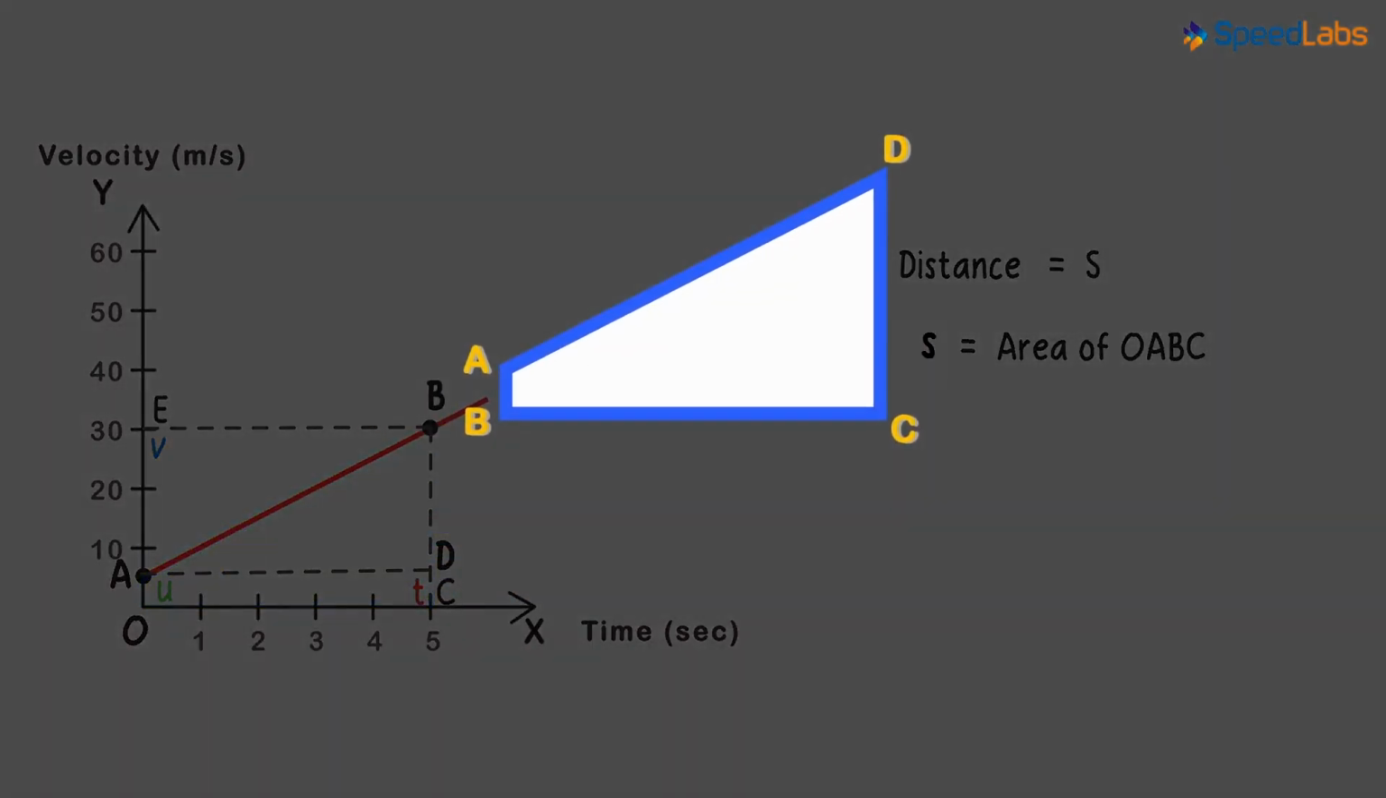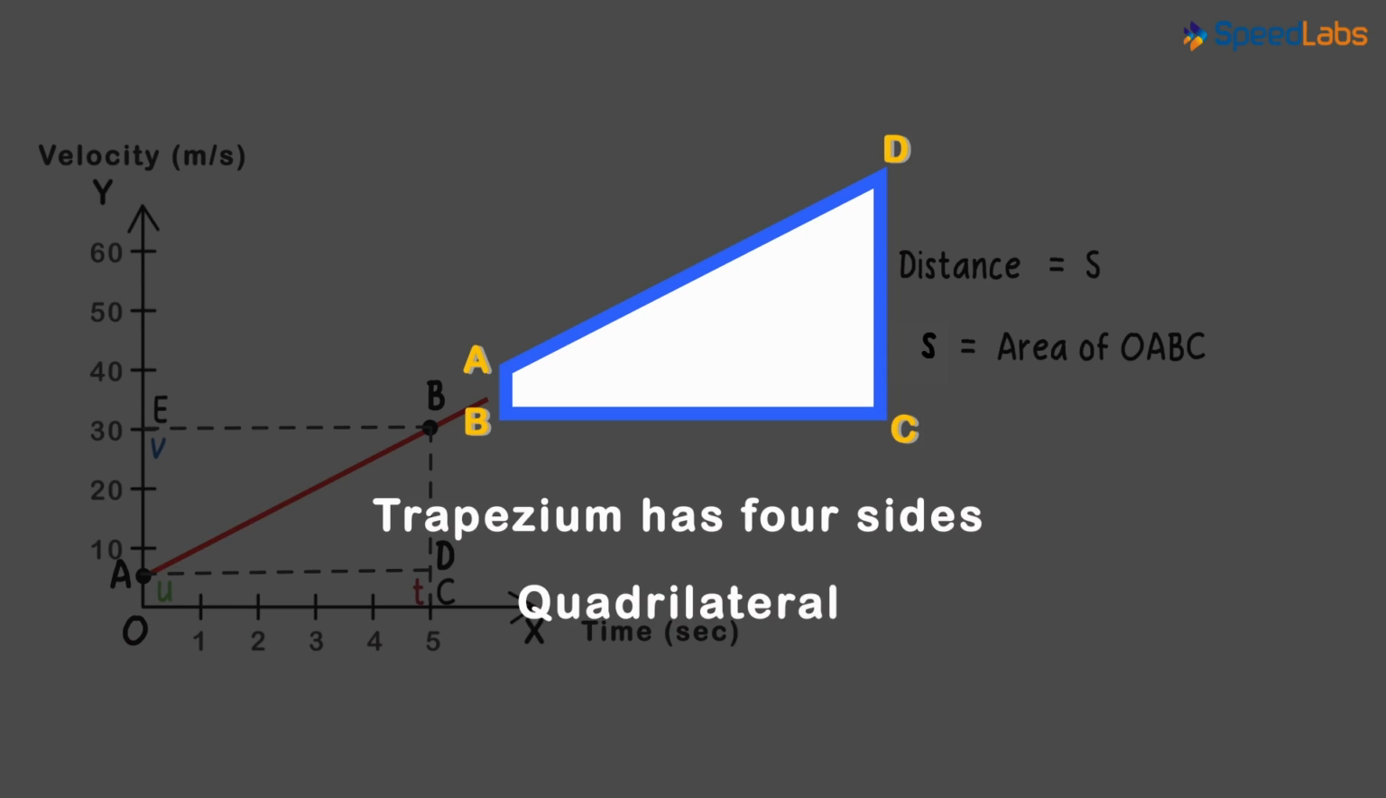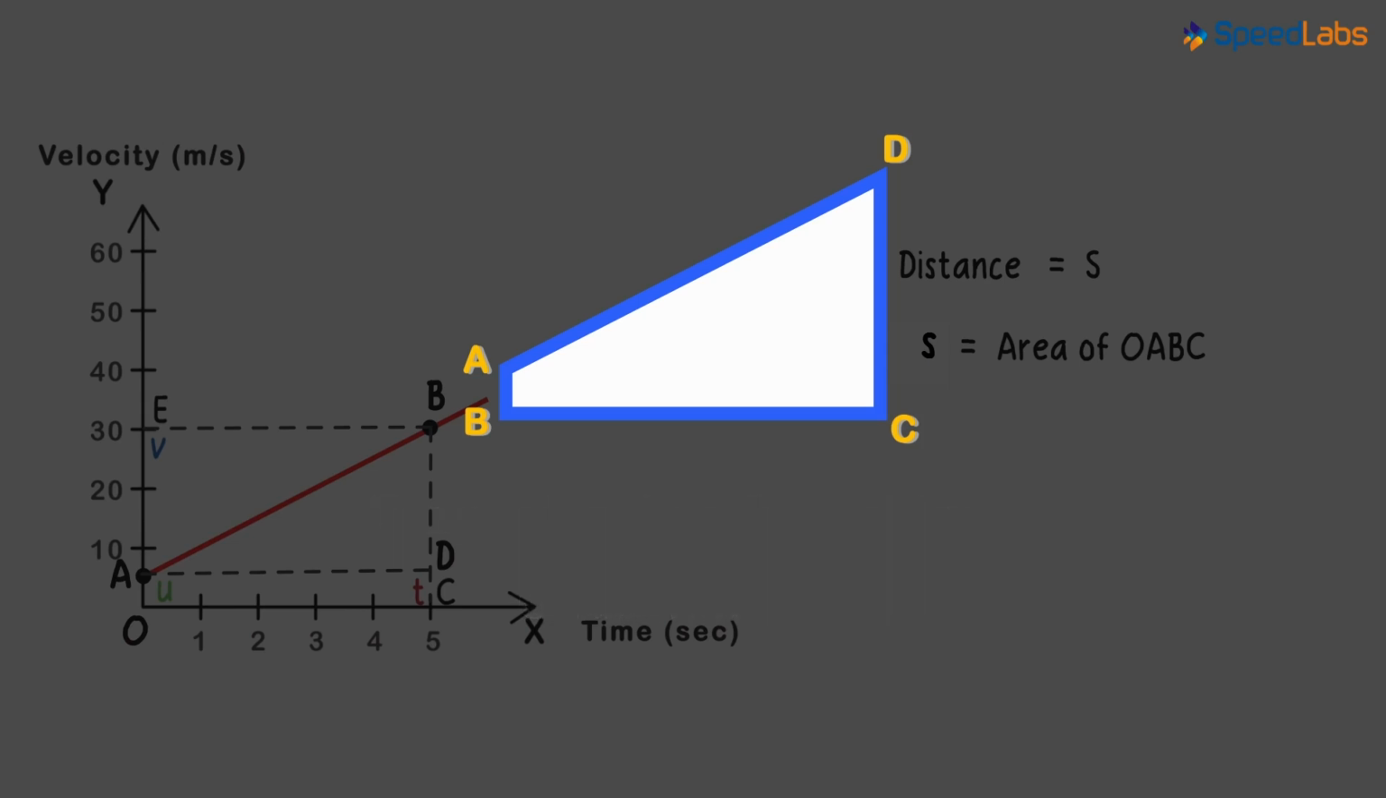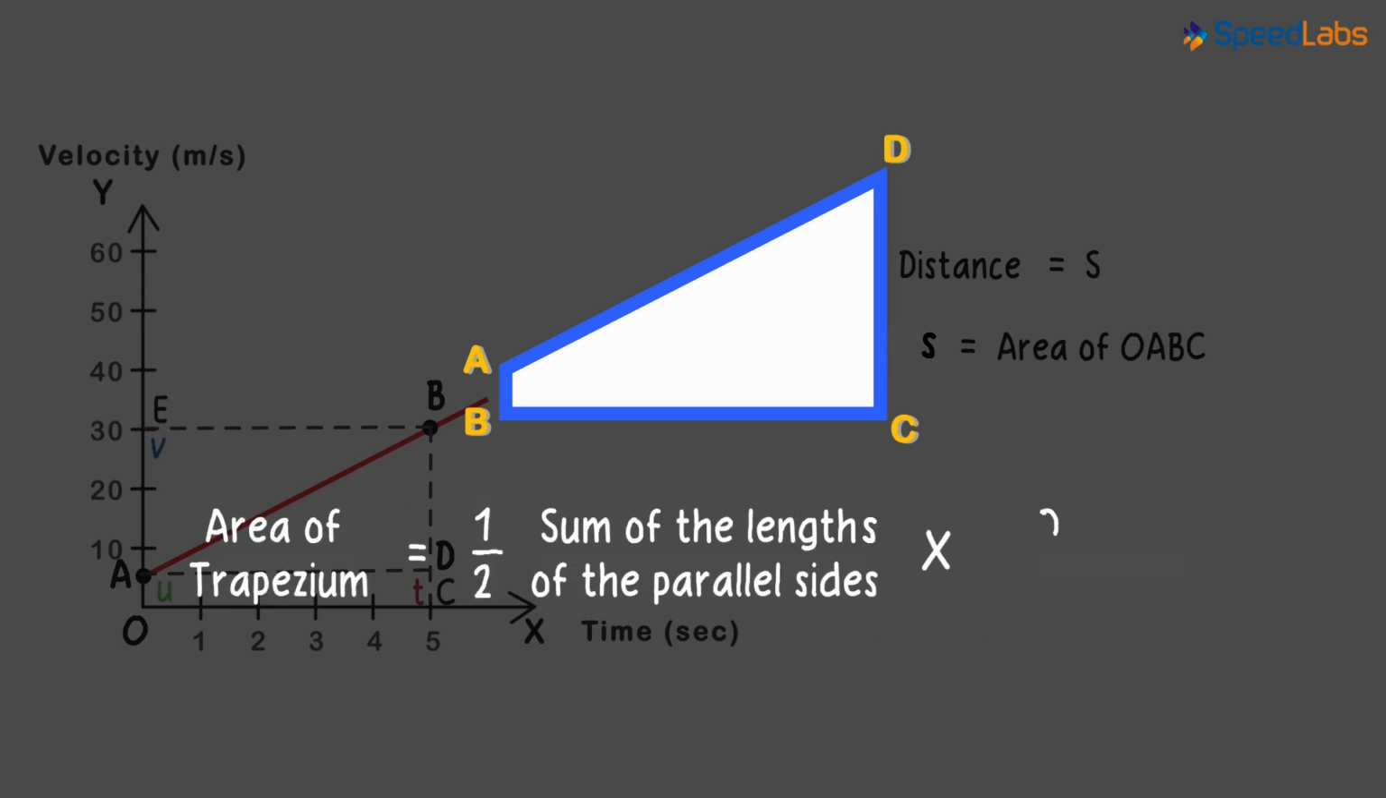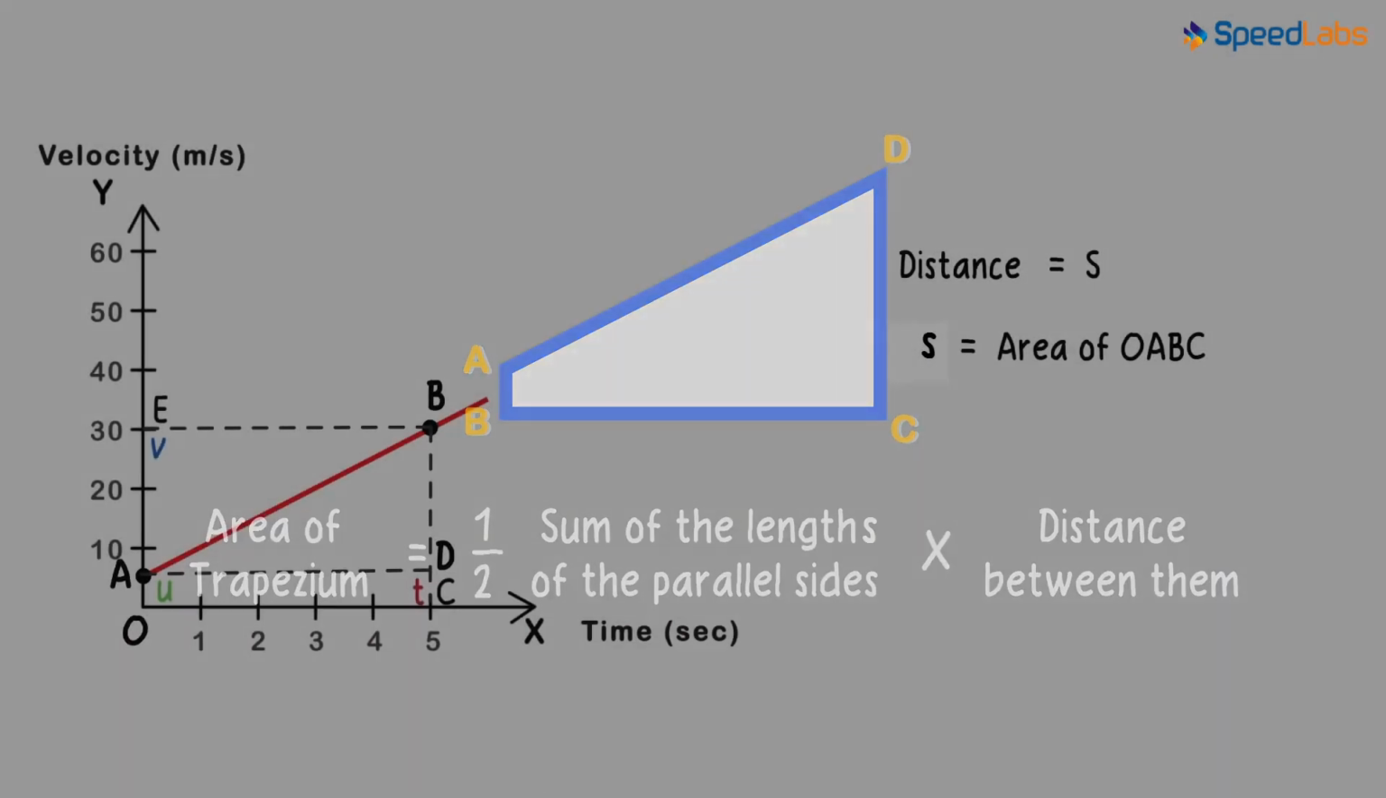Let's have a quick quiz on trapeziums. Do you remember how many sides a trapezium has? Correct. A trapezium has 4 sides, which makes it a quadrilateral. Do you remember what special property this particular quadrilateral has? Correct. It has one pair of sides parallel. The formula for the area of a trapezium is 1/2 the sum of the length of the parallel sides times the distance between them. But let's say you'd forgotten this formula.